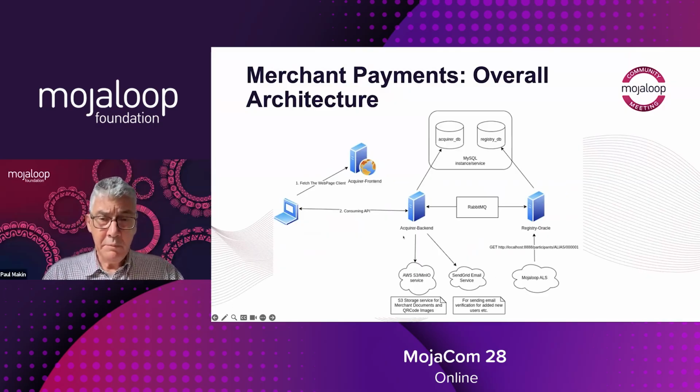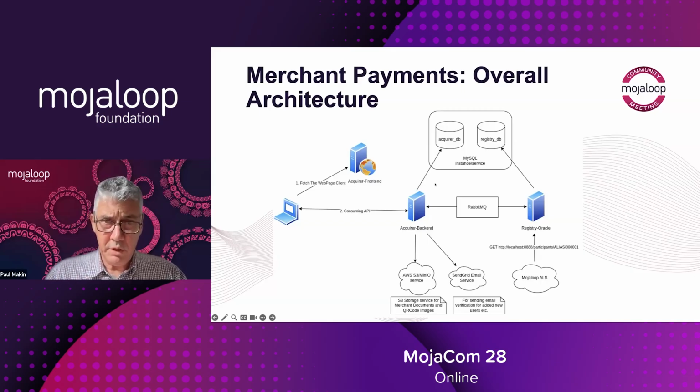The model that's actually behind this assumes that it is the DFSPs that register merchants. It's not the scheme operator, the Mojaloop scheme operator. But it is a shared database of merchants' registration details.